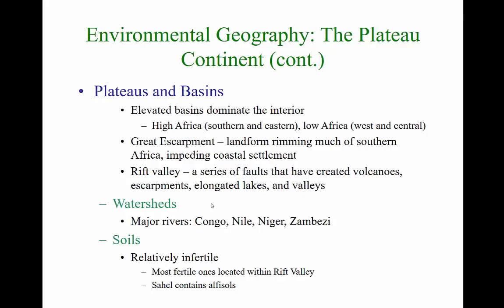It's got plateaus and basins. Okay. We've got high Africa, low Africa. We have the Great Escarpment. And that's a landform rimming much of southern Africa. And then, like I mentioned before, the Rift Valley. And then we've got a number of watersheds. The Congo, Nile, Niger, Zambezi.